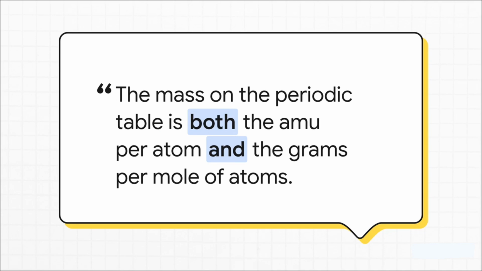And right here, this is the magic trick. This is the big aha moment. The reason the mole is so unbelievably useful is because that number on the periodic table, the one we just figured out how to calculate, it does double duty. For an element like phosphorus, that 30.97 is the mass of one average atom in AMU, and it's also the mass of 1 mole of phosphorus atoms in grams. The number stays the same, it's just the scale that changes. That's our bridge.